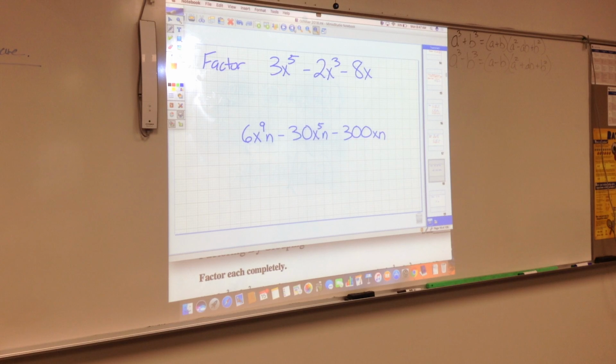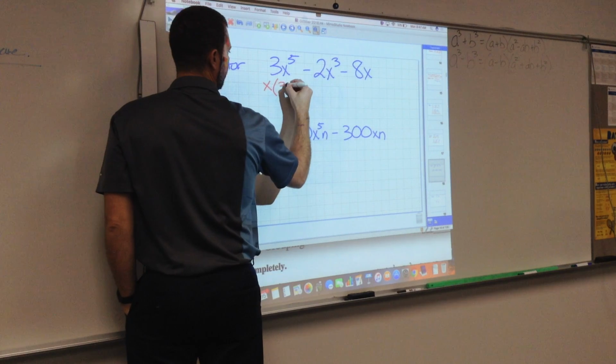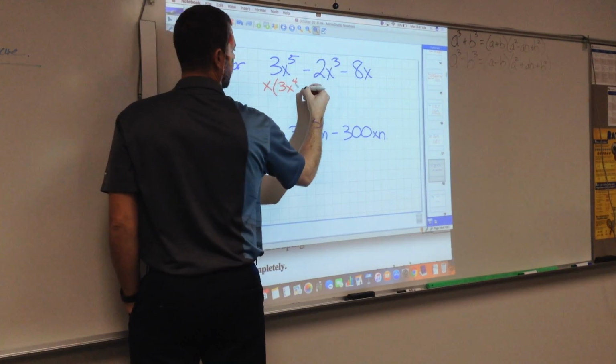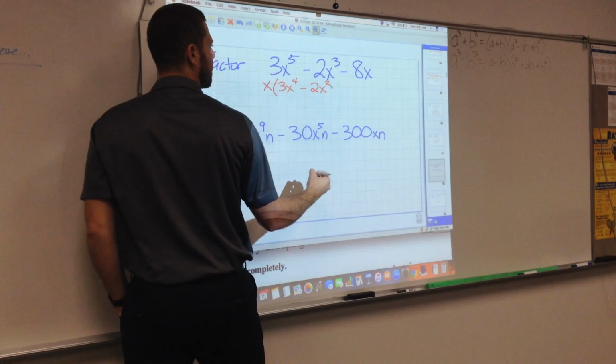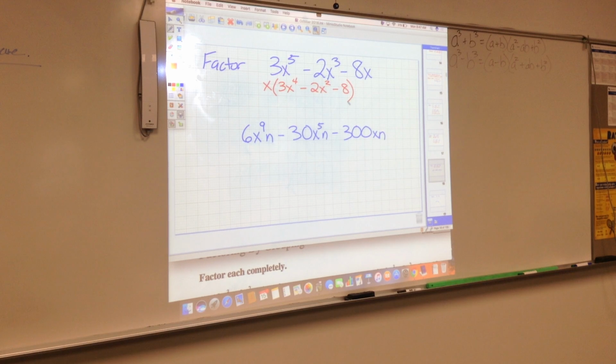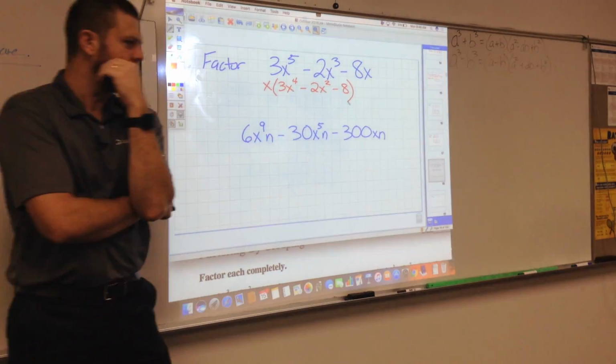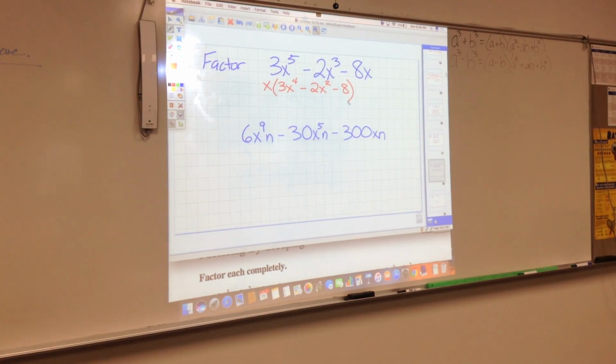Thoughts on the first one? Take out a 1x. Greatest common factor would be x. That would leave me with 3x to the 4th minus 2x squared minus 8. So now it at least looks good here. You got x to the 4th and an x squared and then a constant. The bad thing is this one's got a coefficient in front of that first term. It's not just x to the 4th.